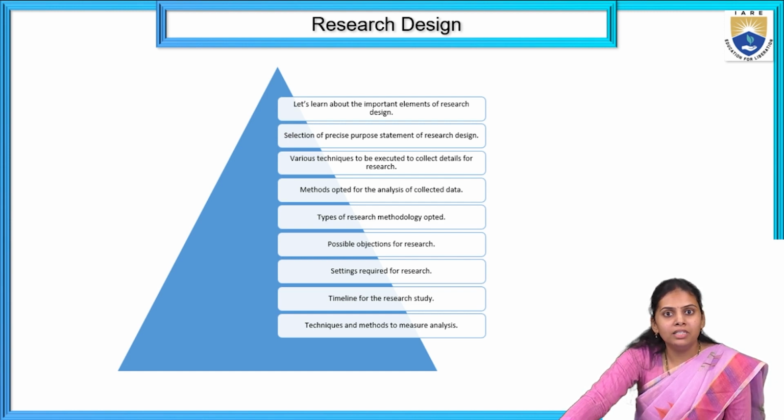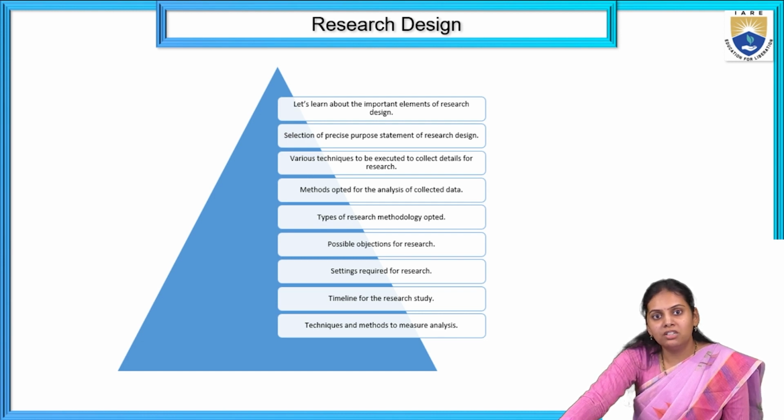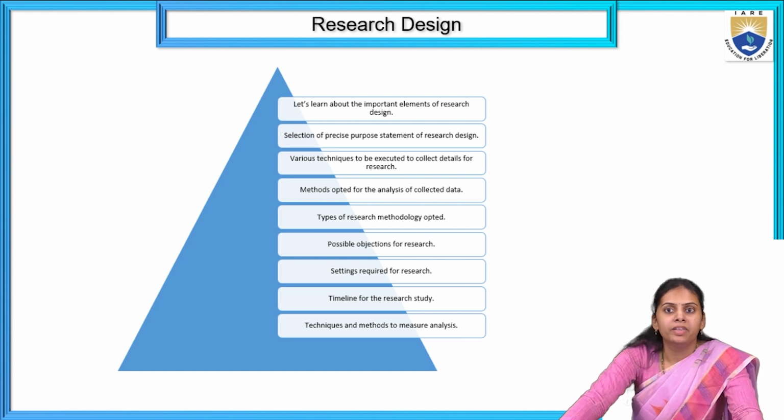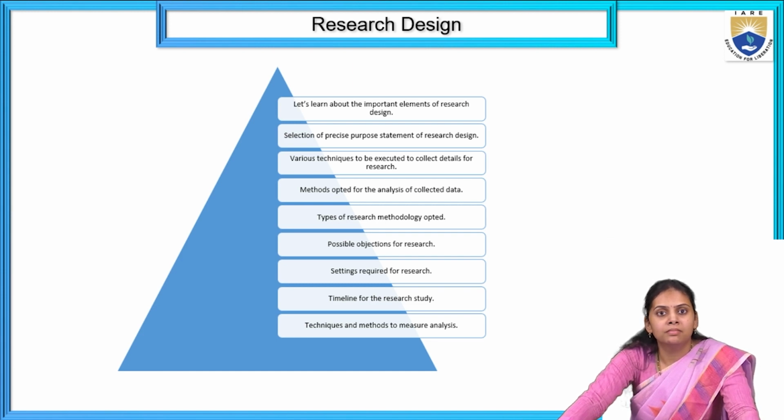Because a research always has another side of the coin with objections. As a researcher, the vision of a researcher is a little different, but to justify the vision, the objections should be justified on the panel, and settings required for research. Timeline for the research study. Techniques and methods to measure analysis. All these are a few of the important elements of a research design.